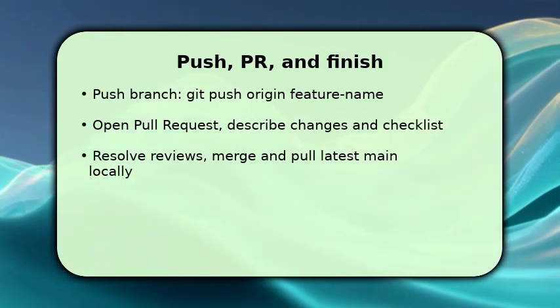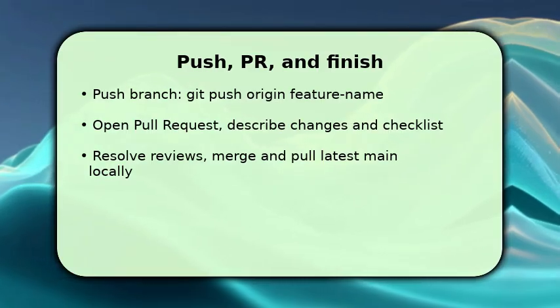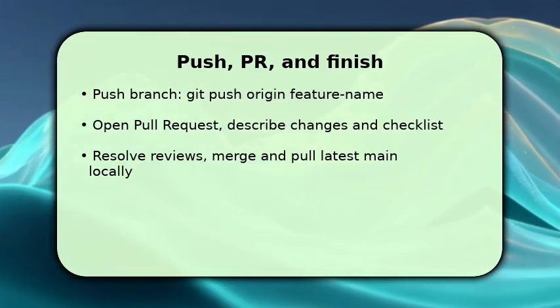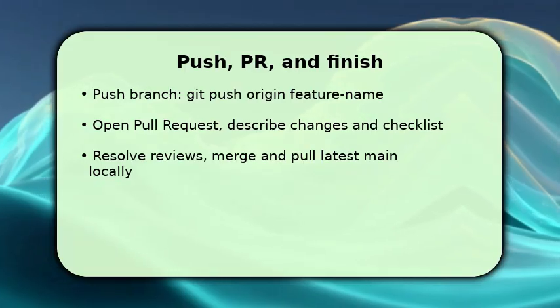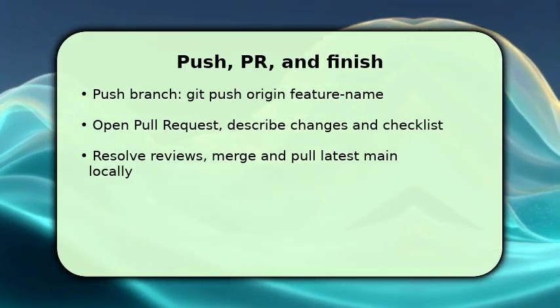Then open a pull request and describe why the changes exist. Include a checklist of tests and any config needs. Address feedback by committing fixes to the same branch. Once approved, merge using GitHub or the command line, then pull main locally to sync.